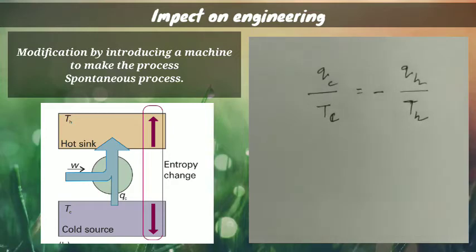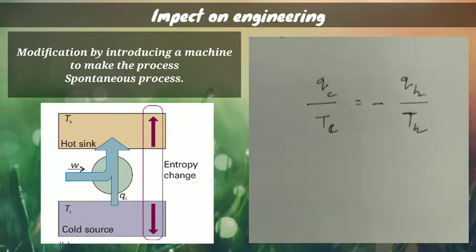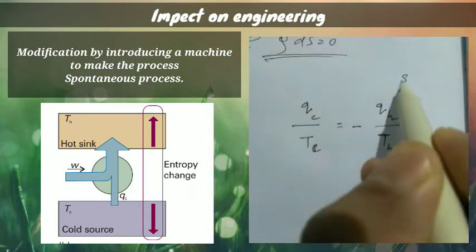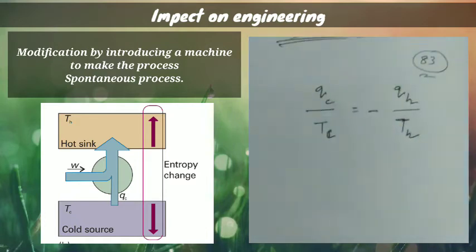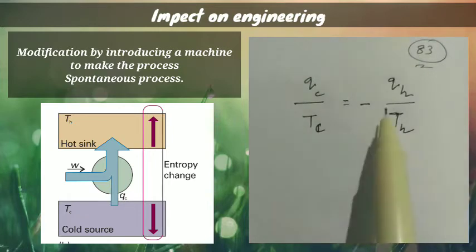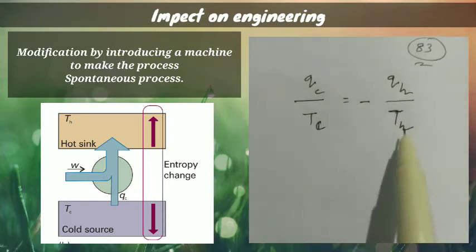You can even go through your Atkins book. The page number is, wait, I'm going to tell you, page number 83. If you go through that page, you can also get this relation. So here we have this value: qc by tc is equal to minus qh by th.